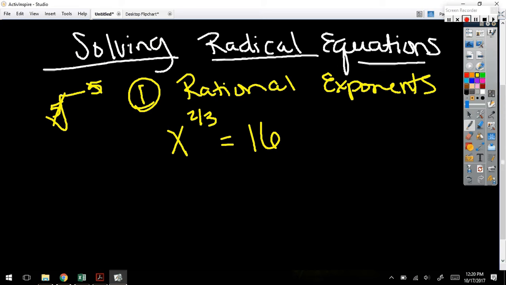So if I have x to the 2/3, okay, we talked about the radicals and how we'd get rid of that. An exponent is really a different way to write a radical. How could we get rid of that 2/3 exponent?